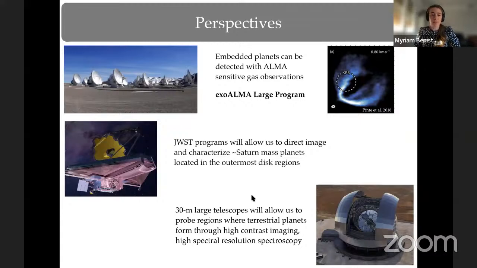So the perspectives to find planets are very, very rich and very exciting. First, with ALMA, we now have a large program where we want to look at all the deviations from Keplerian rotation that could be due to planets. Then the James Webb Space Telescope will allow us to go deeper in terms of detection limits. So now, if we can detect 5 Jupiter mass planets from the ground, with space we will be able to go down to Saturn mass planets, only in the outer disk regions. And then come the extremely large telescopes that will allow us, because of the gain in sensitivity and the gain in angular resolution, to really zoom into the innermost region where terrestrial planets are forming, in similar ways to what we've been doing right now. And that's it.